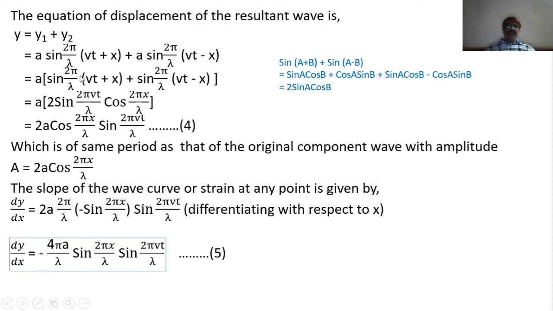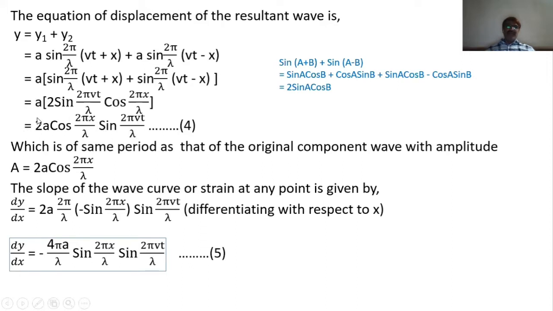Now what is a in this case? It is 2 pi by lambda into vt, that means 2 pi vt by lambda is the a. So 2 into sine a, that is sine 2 pi vt by lambda, into cos b, that means cos 2 pi x by lambda. So we have the expression 2 cos 2 pi x by lambda sine 2 pi vt by lambda, where the amplitude a is included as 2a.